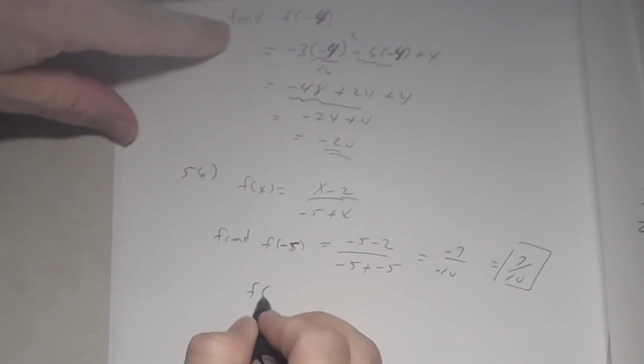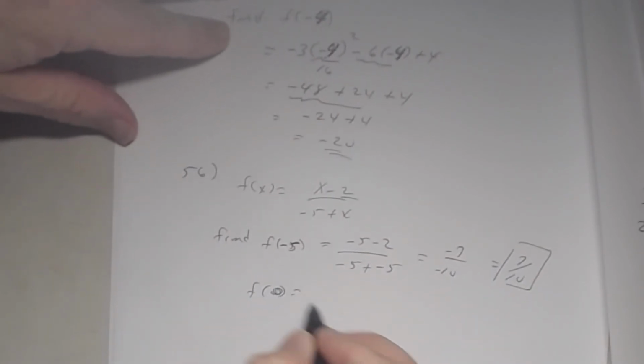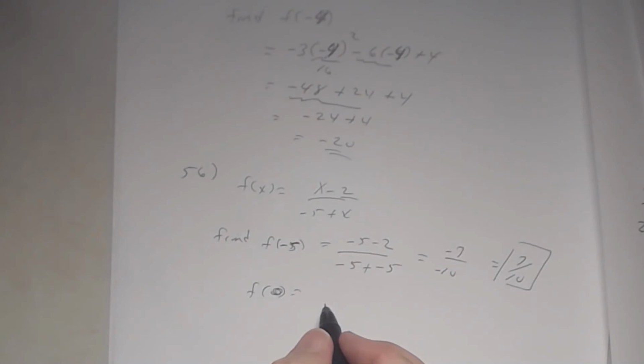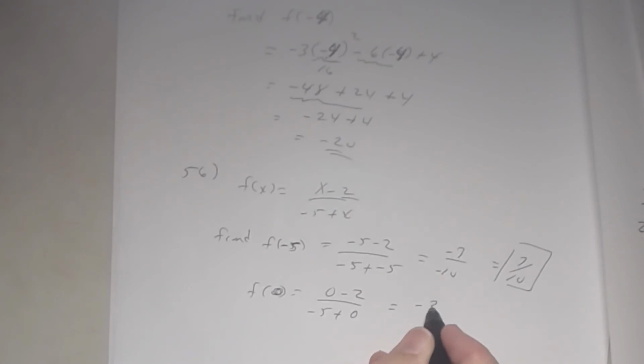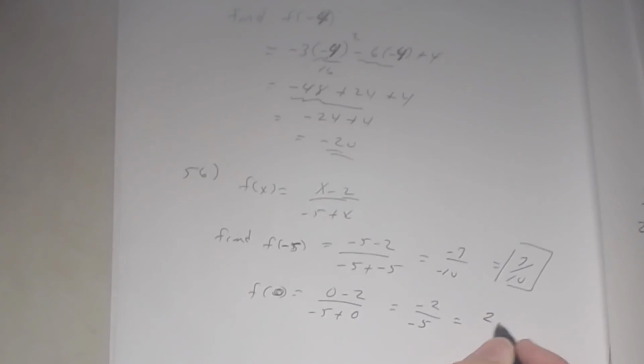All right, find f of 0. How do you find f of 0? Plug in. Where we see the variable x, you plug in 0. So I get 0 minus 2 divided by negative 5 plus what? 0. What's the numerator? Negative 2. What's the denominator? Negative 5. What does that equal? 2 fifths, 2/5.